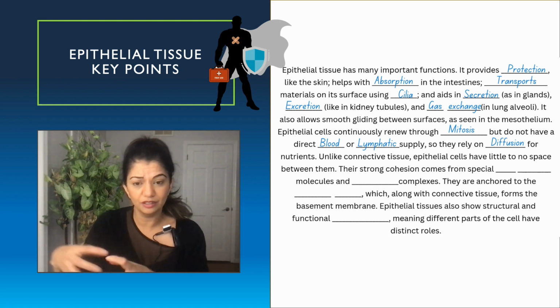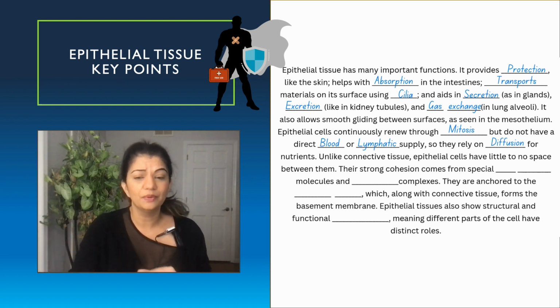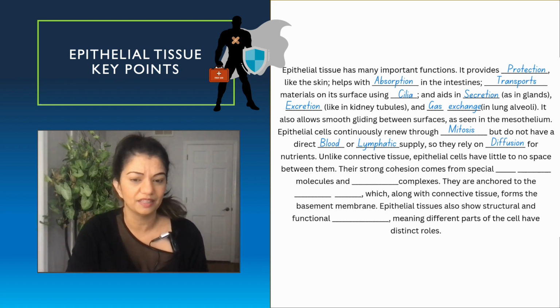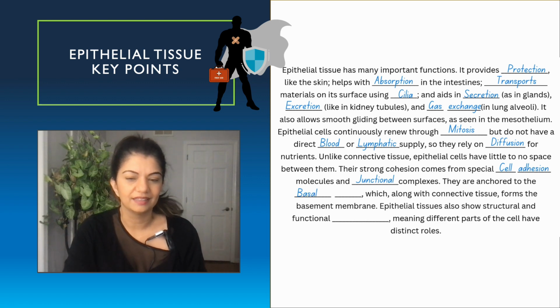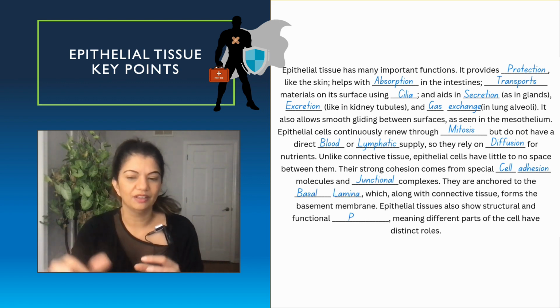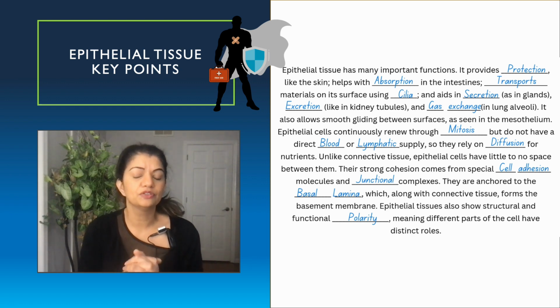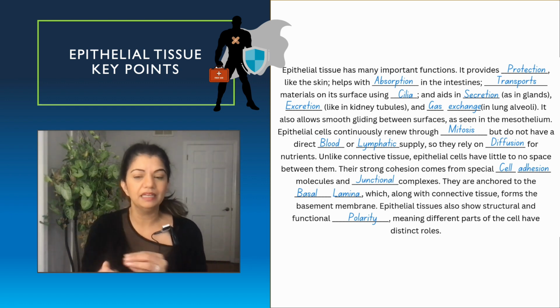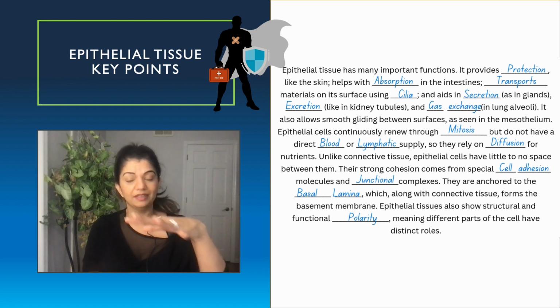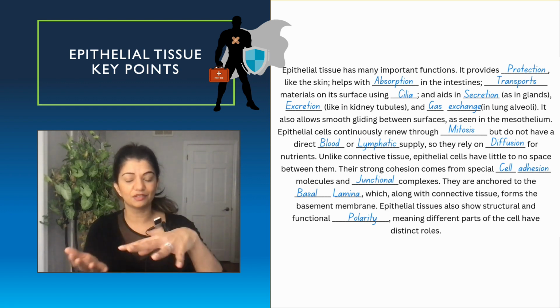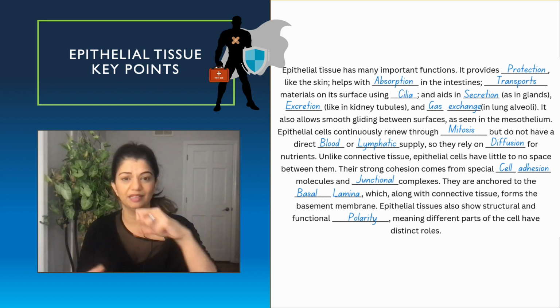There's no extracellular fluid between them. The cohesion that's very strong with epithelia actually comes from special cell adhesion molecules and junctional complexes that are anchored in the basal lamina, which along with connective tissue forms the basement membrane. But epithelial tissues also show structural and functional polarity, meaning that parts of epithelial cells have distinct roles. So there's this major polarity.